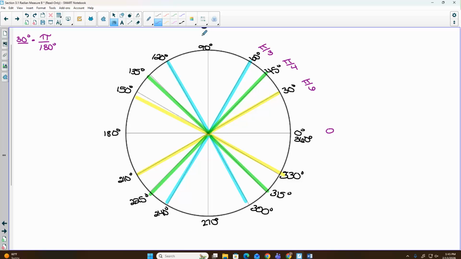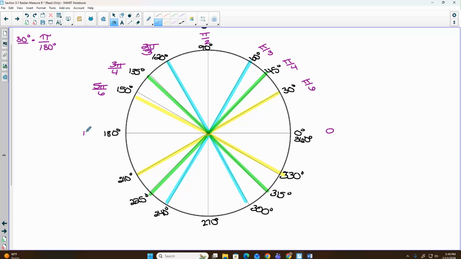90 times pi over 180. What I want you to do is take a minute. So what do we get for 120? 2 pi over 3. 135. 3 pi over 4. 150. 5 pi over 6.